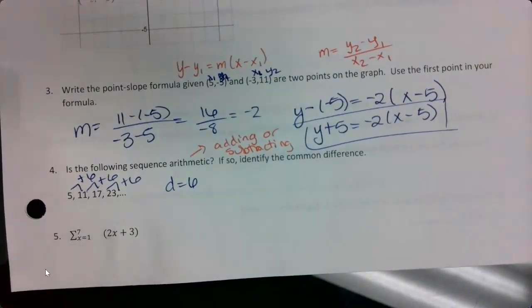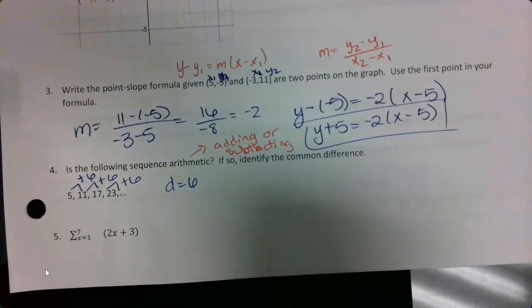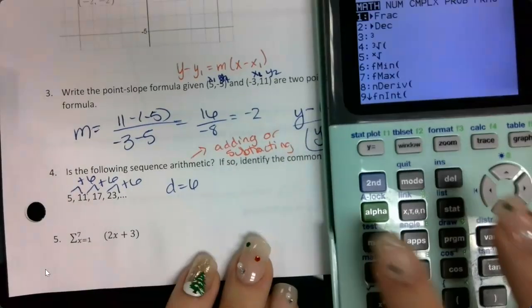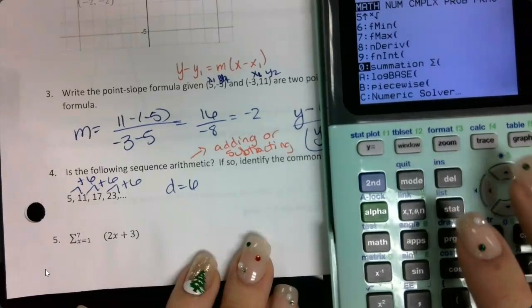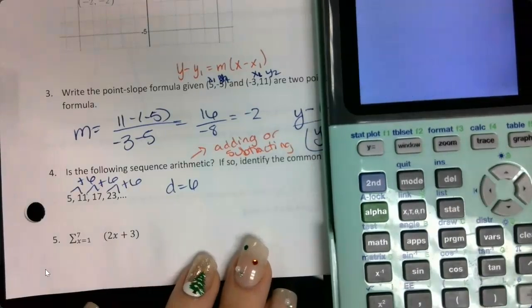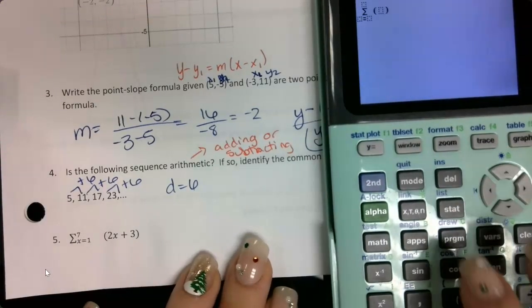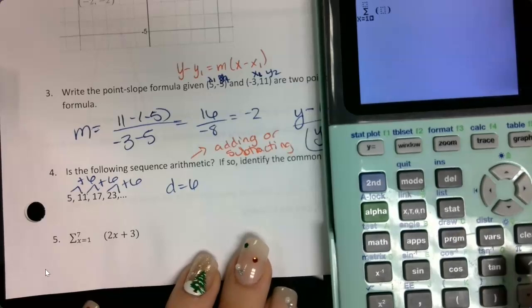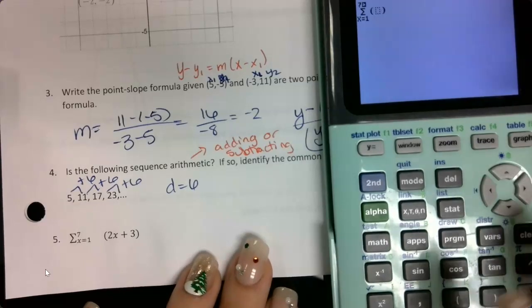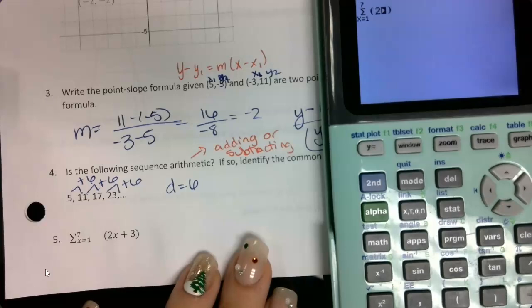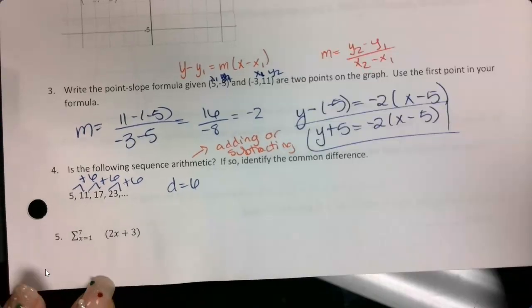This next one is sigma notation. I can do this on my calculator. So I can go math, and I want to go to choice 0 for summation. Then I type in x1. Basically, I'm just copying what's written there on my paper. Parentheses 2x plus 3. Just gives me 77.